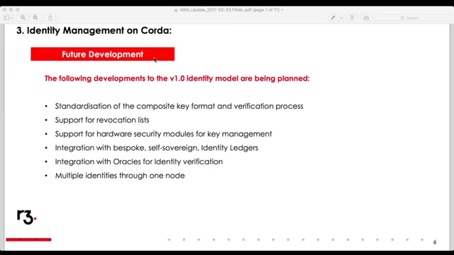Regarding identity management, the question comes up: how does a participant manage all the certificates of all of its counterparties? The identity service in the Corda node will provide that.